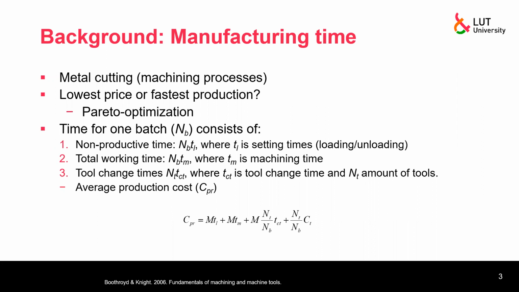One thing we may want to consider is: do we want the lowest price or the fastest production we can achieve? Those typically are mutually exclusive. If we produce a batch really fast, then as long as we don't need to hire new staff, the staff costs are maybe lower, but wear and tear on the machines is going to be higher. So for one batch of something we produce, we have the non-producing time.